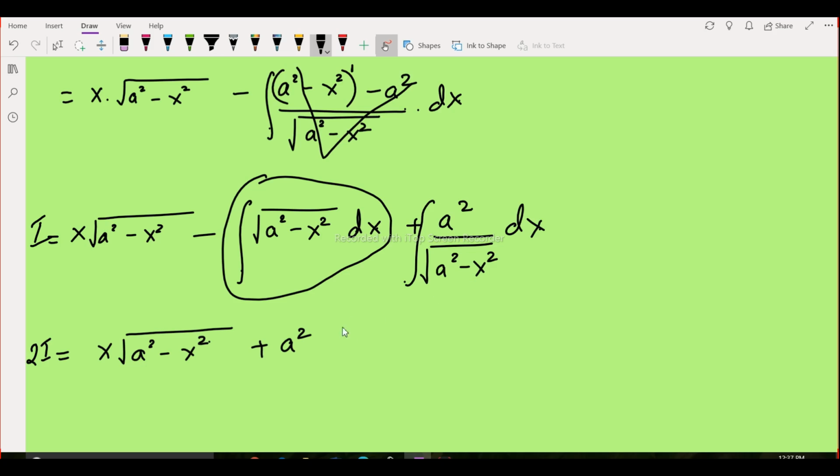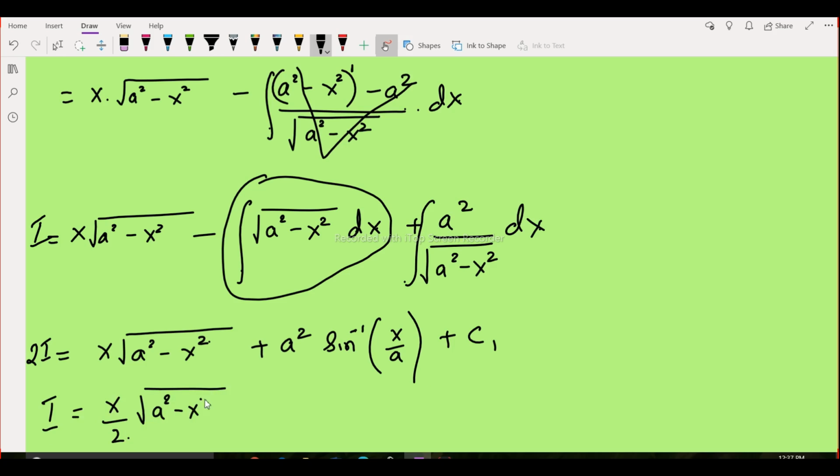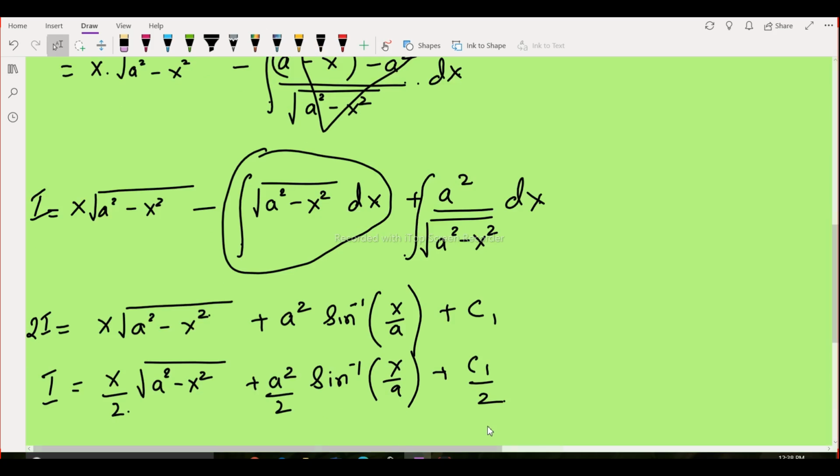1 upon root of a square minus x square is sine inverse x by a, and you will get a constant of integration. Let's say it's c1. Okay, now you take this 2 down, so you have I is equal to x by 2 root of a square minus x square plus a square by 2 sine inverse x by a plus c1 by 2. So we got the final formula.